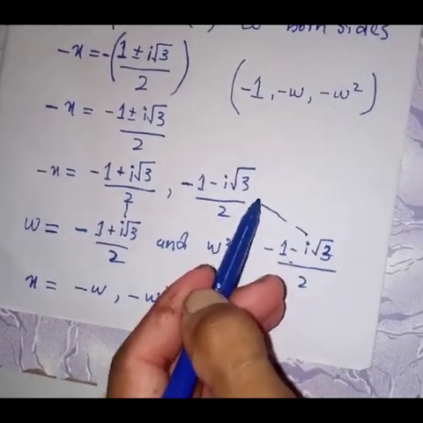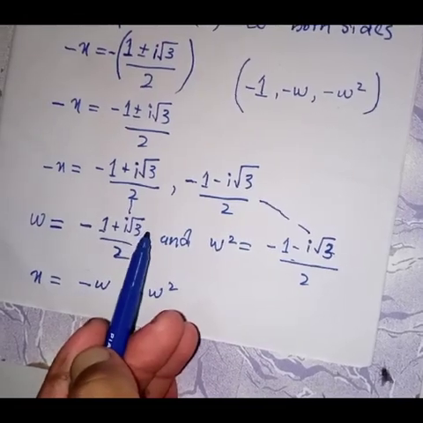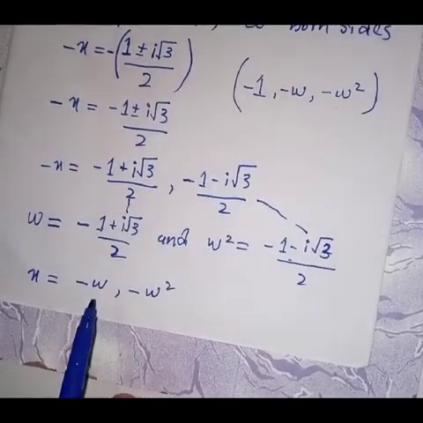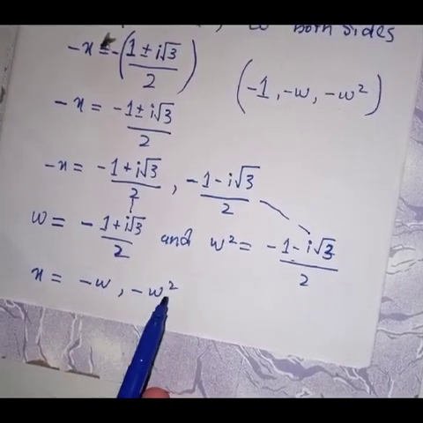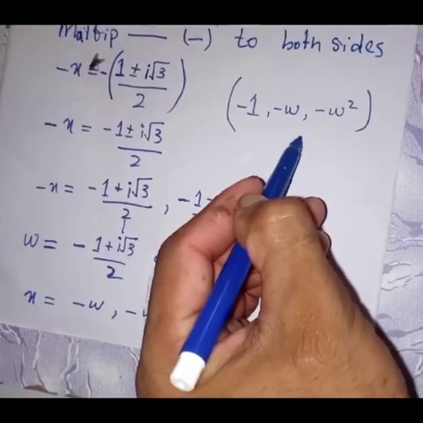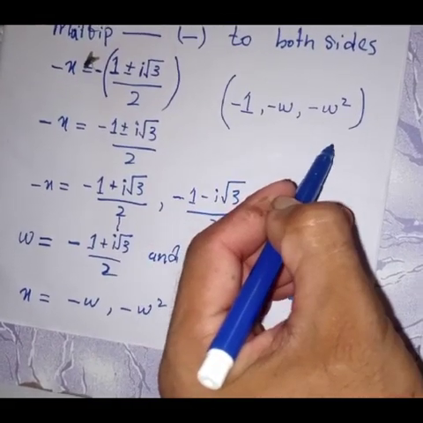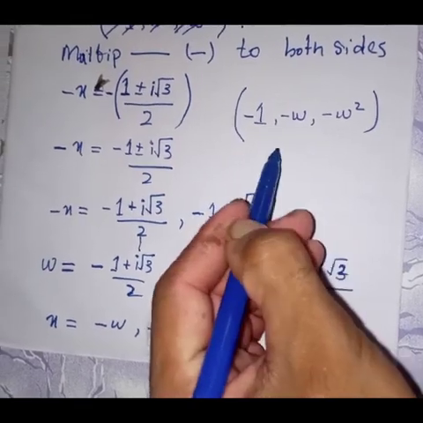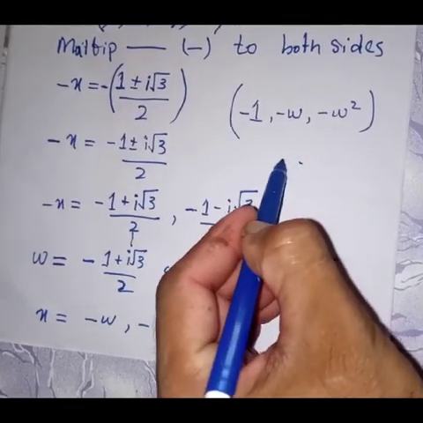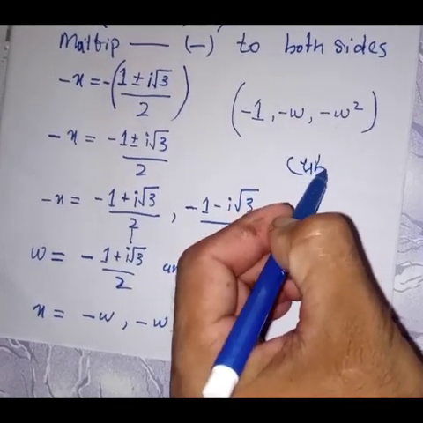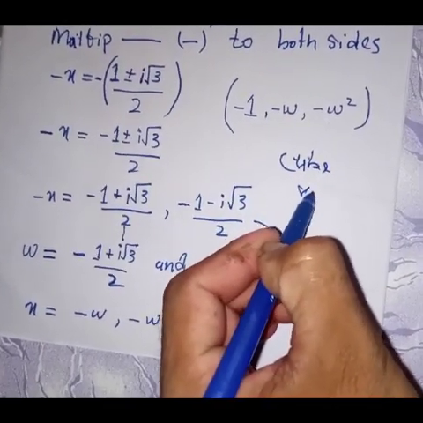So if we put the values of omega and omega square there, we get minus omega and minus omega square. So the cube roots of unity, if we find the cube roots of minus 1, we get minus 1, minus omega and minus omega square. So it's the required solution of the cube roots of minus 1.